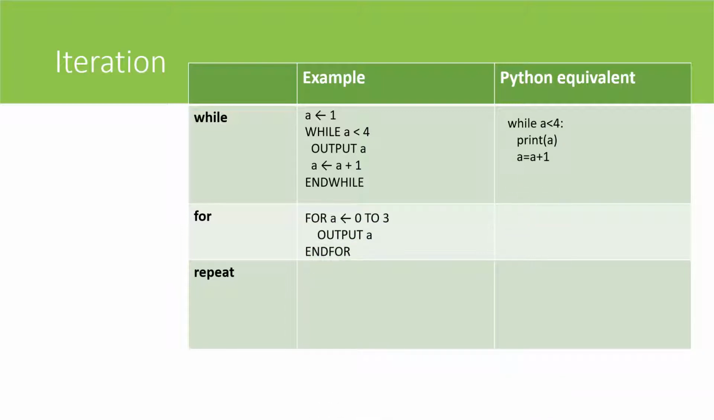For a for loop, again we have a for statement with our statements in the for loop also indented, and then we finish off with an end for. So again, the Python equivalent is here. And then repeat until, which doesn't have a Python equivalent, but we present this here because you do need to know this as well.